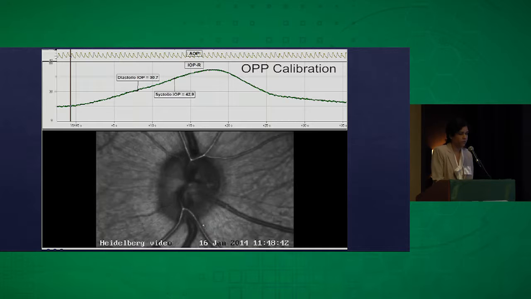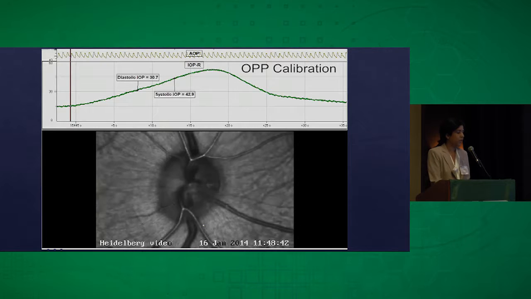To calibrate the perfusion pressure at the same time when the animal is anesthetized and we are calibrating for the IOP transducer, we are also using the Heidelberg Spectralis OCT to image the optic nerve head and the arterial blood pressure at the same time. This is time synced to the telemetry IOP and aortic blood pressure.